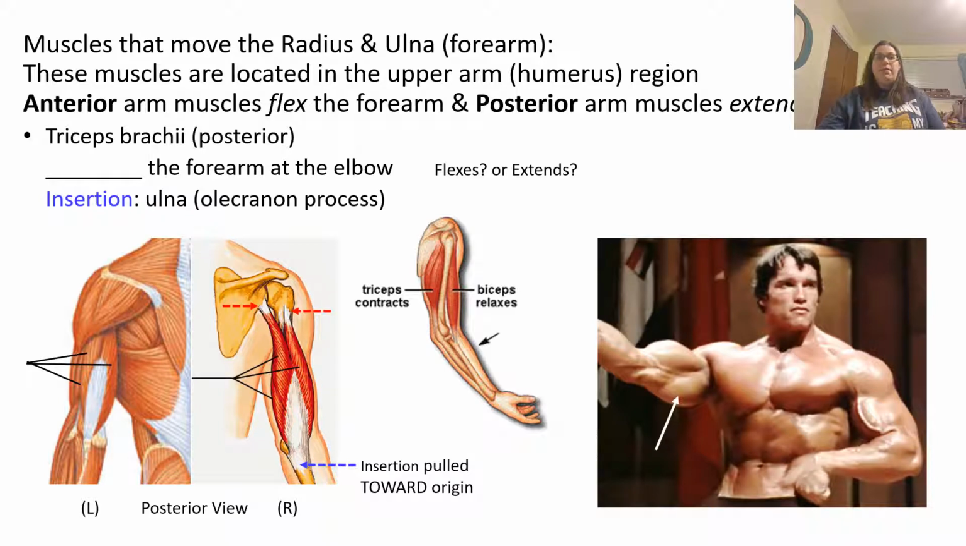All right, so now let's talk about the muscles that move the radius and the ulna, which are your forearm. These muscles are located in the upper arm, running along your humerus. The anterior muscles, which are the front, are going to flex your forearm, and the posterior muscles on the back are going to extend your forearm.